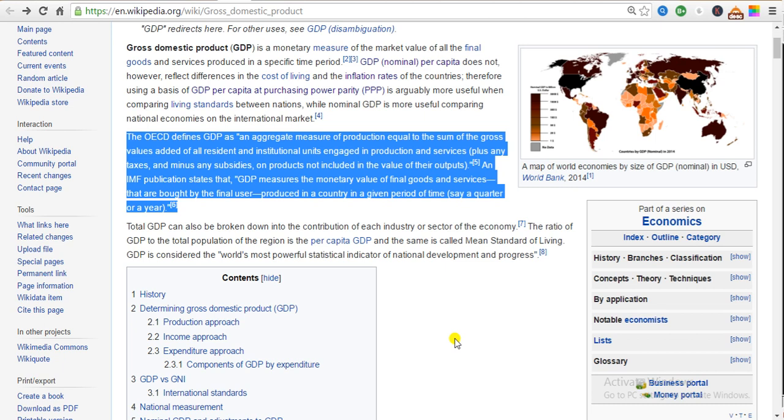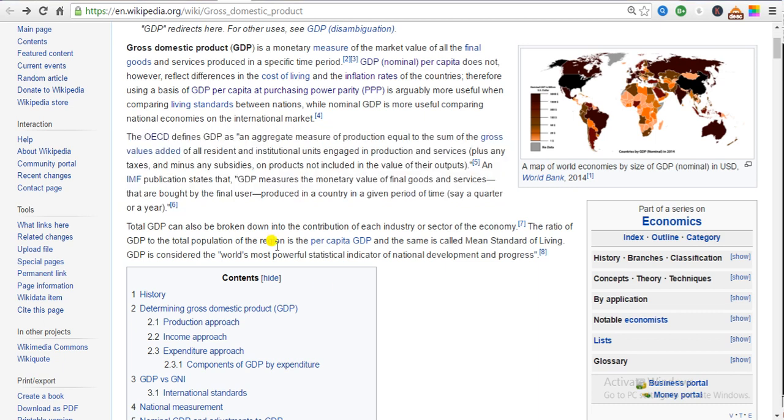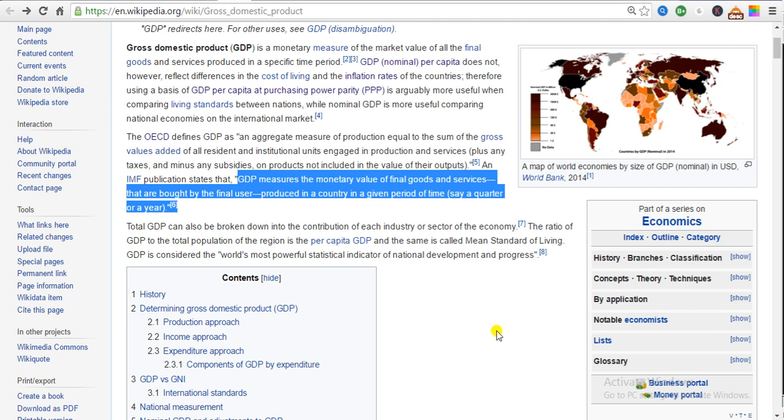An IMF publication states that GDP measures the monetary value of final goods and services that are bought by the final user, produced in a country in a given period of time, say a quarter, 3 months, or a year. This is all you really need to know. You could read a lot of other stuff that goes in depth and breaks it all down, but to be honest, having this understanding that when you hear GDP, what it's referring to is the value of the production within a country in a certain period.